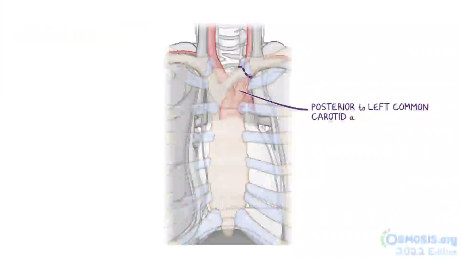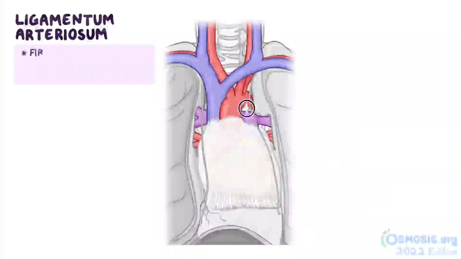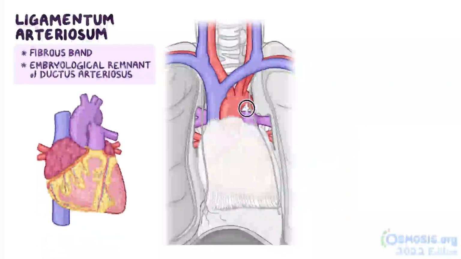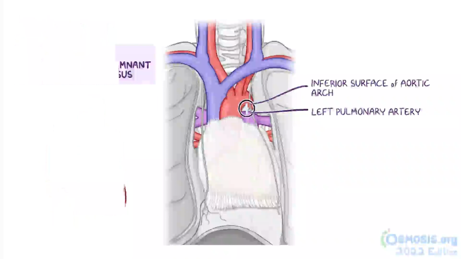One last important structure to mention in the superior mediastinum is the ligamentum arteriosum. The ligamentum arteriosum is a fibrous band, which is an embryological remnant of the ductus arteriosus from birth, which acted as a shunt for blood to travel from the pulmonary trunk to the aortic arch in order to bypass the fetal lungs, which weren't functional in utero. The ligamentum arteriosum remains and passes from the superior portion of the proximal left pulmonary artery to the inferior surface of the aortic arch.